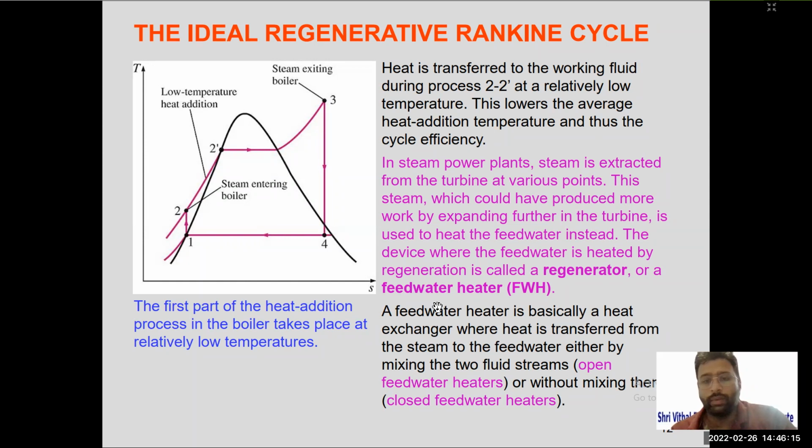So a feed water heater is basically a heat exchanger where heat is transferred from steam to the feed water, either by mixing of two streams, म्हणजे डायरेक्टली तुम्ही स्टीम वॉटर मिक्स करा, त्यामध्ये देखील वॉटरचं टेम्परेचर वाढेल, और बाय मिक्सिंग देन सेपरेटली, दॅट मीन्स एका पाईप मधून तुम्ही वॉटर पास करा, त्याच्या सराउंडिंग मध्ये तुम्ही स्टीम पास करा. So there will be heat exchange and the temperature of feed water, that is water coming to the boiler, will increase.